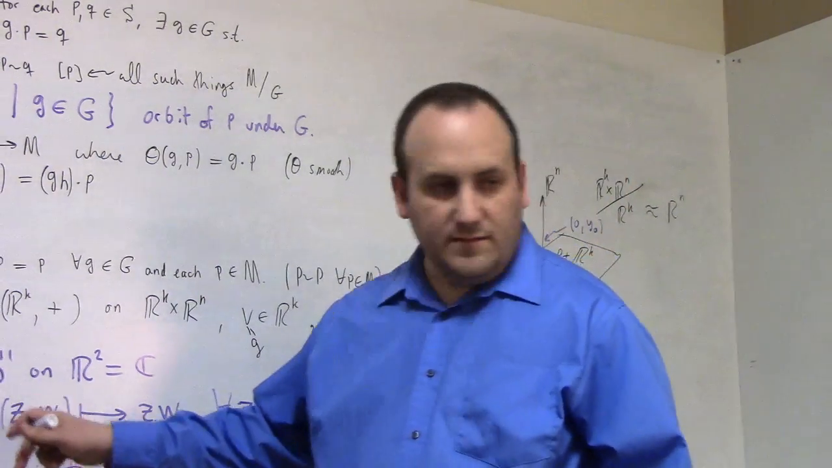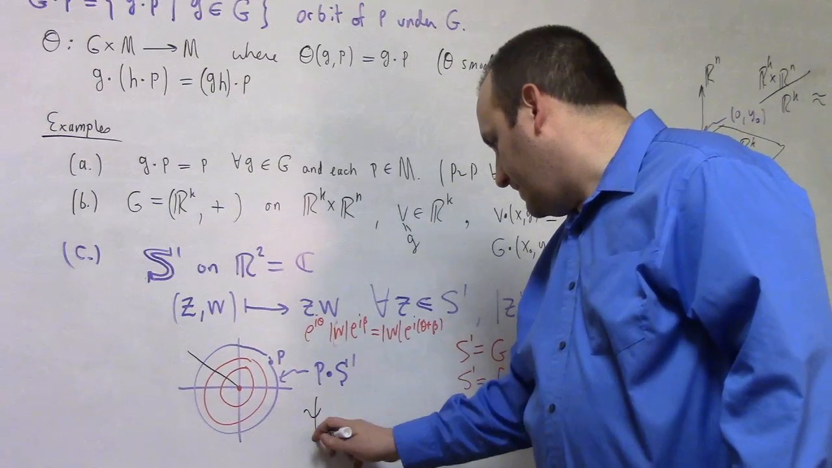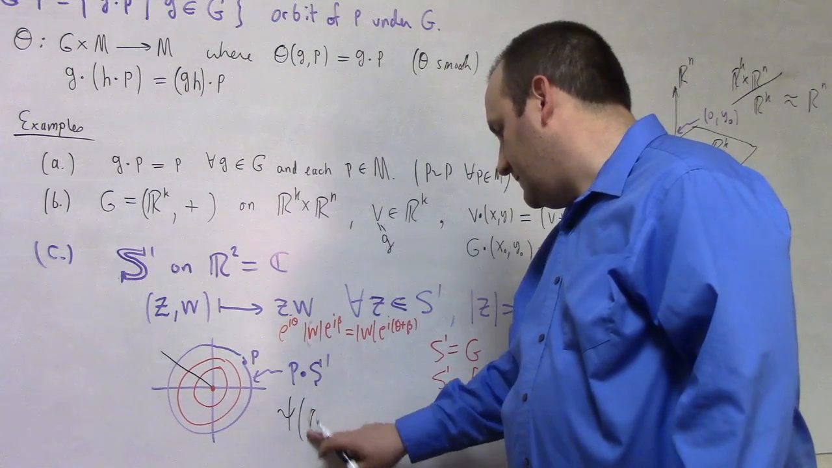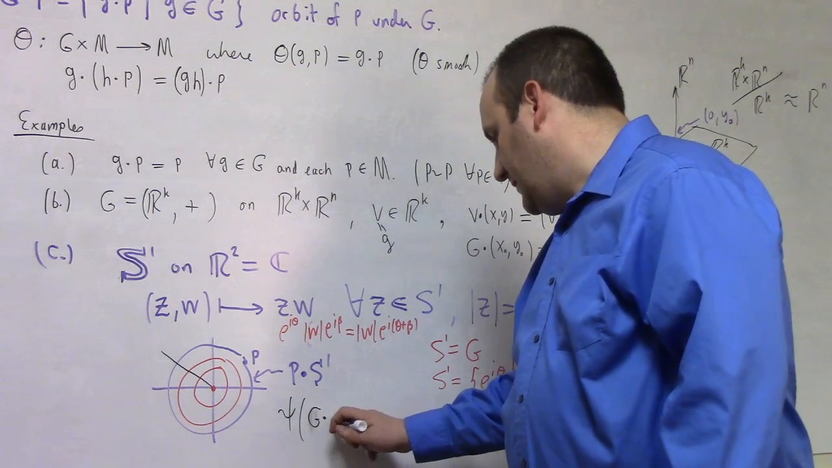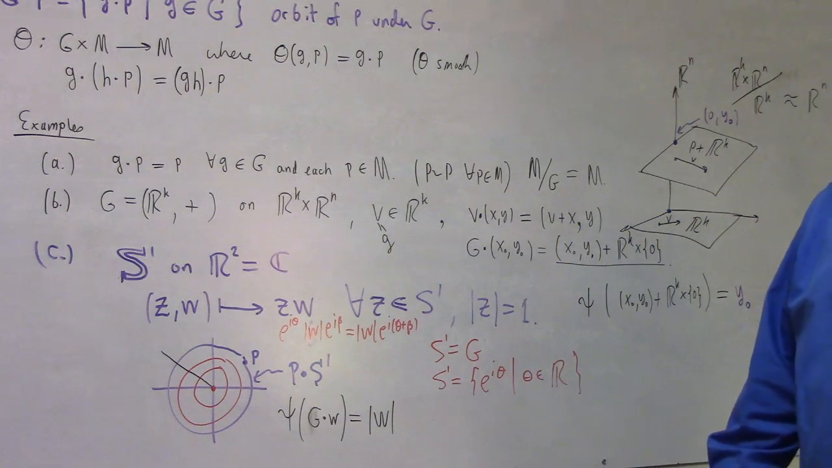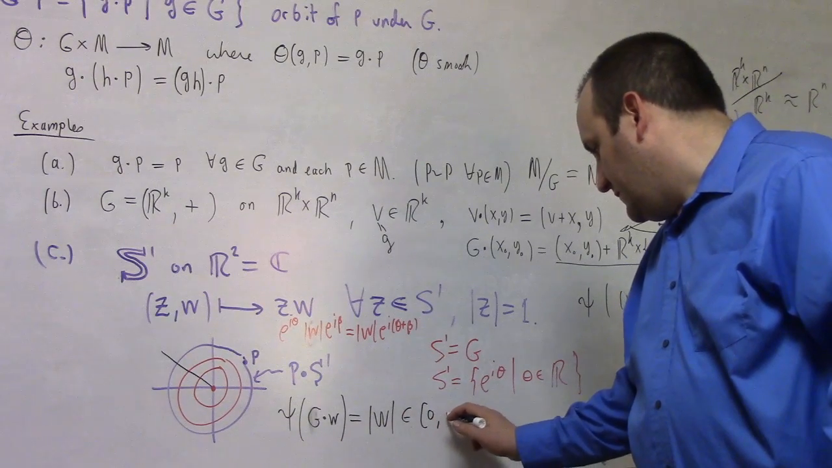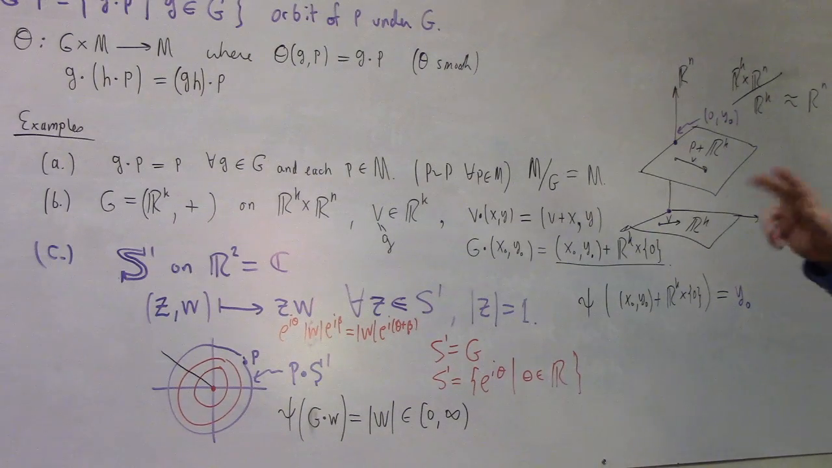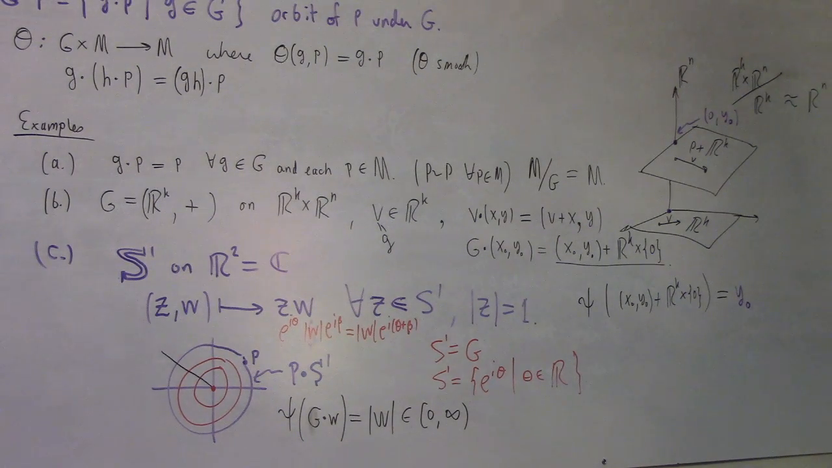And if you do that, then it usually tells you what the coordinate should be. So here the coordinate on the orbit G dot w would just be equal to the modulus of w, which is an element of [0, infinity), which is why it's not a manifold, because the 0 is included. That spoils it if you look at it more carefully. If you want to make the orbit space into a manifold, you just delete the origin. If you look at the punctured plane with rotations acting on it, then you do get a manifold for the orbit space, which is just the reals again.